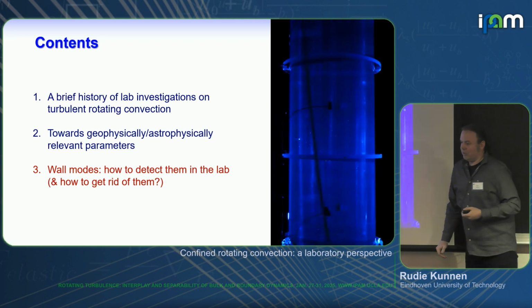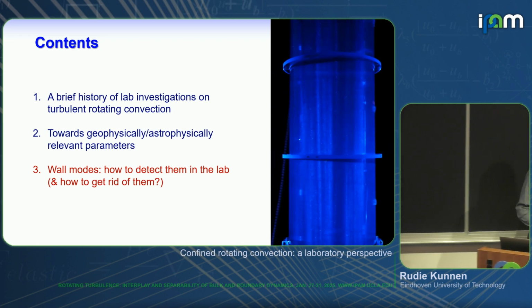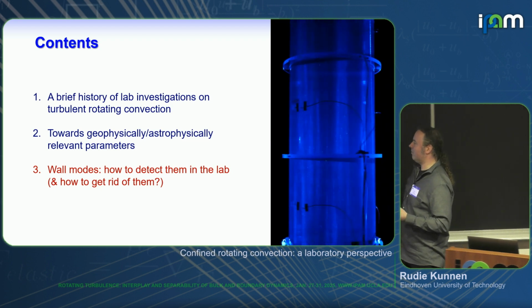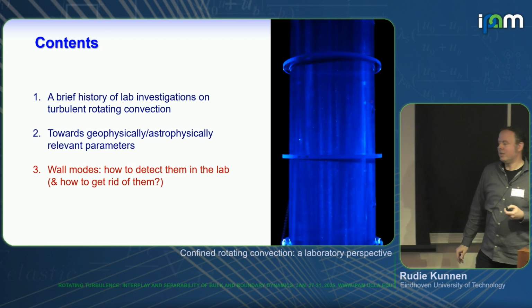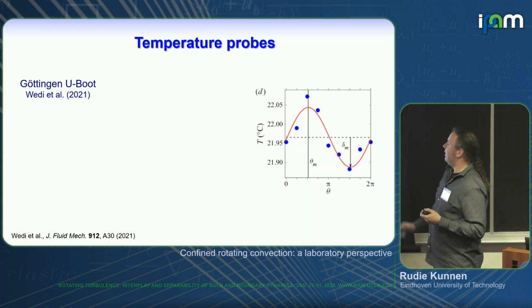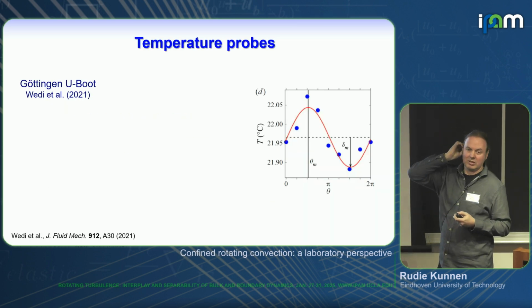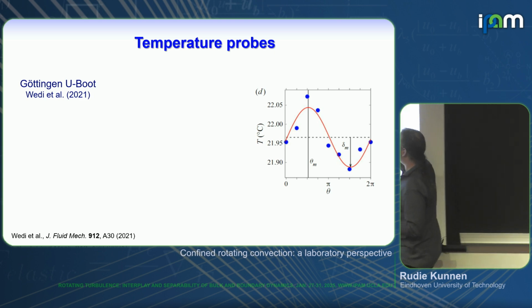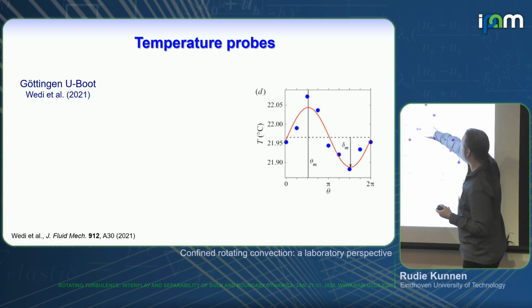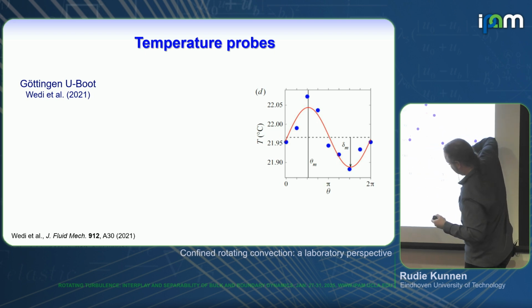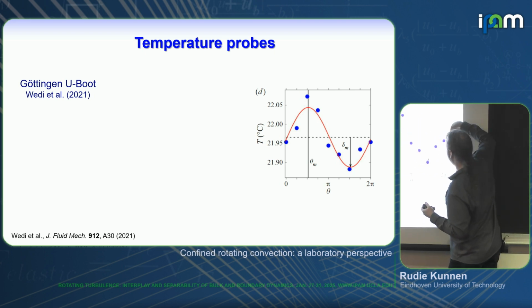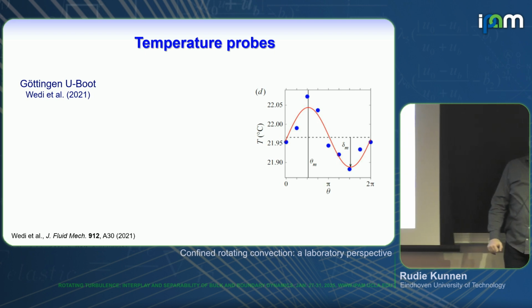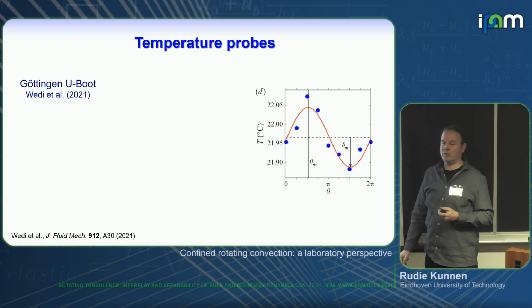So wall modes are there to stay for now. And how can we detect them in the lab, and how might we be able to get rid of them? Well, the first thing we saw already, these temperature probes. You could say there is a hot part and a cold part to the wall mode if I measure temperature in a circumference. So this I can use to find the orientation of the wall mode from a temperature measurement.